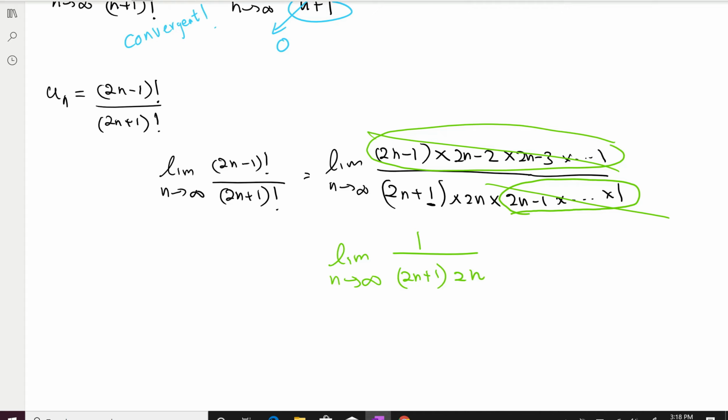Now this time we are left with 2 terms in the denominator. What's the limit? Well, when n gets large, the denominator gets large, and the overall fraction gets small. So the limit will be 0, right? So this sequence is also convergent.